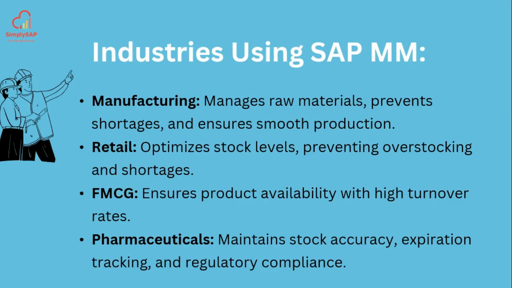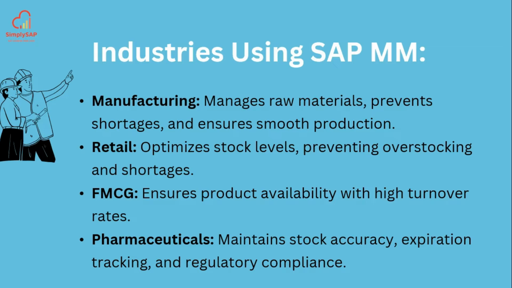Next in line is who actually uses SAP MM. Which are the industries which are using SAP MM? Firstly, SAP MM, as we know, plays a crucial role in keeping businesses efficient, cost effective and competitive in the market. SAP MM is widely used across various industries to streamline procurement and inventory management. So let's break it down one by one.